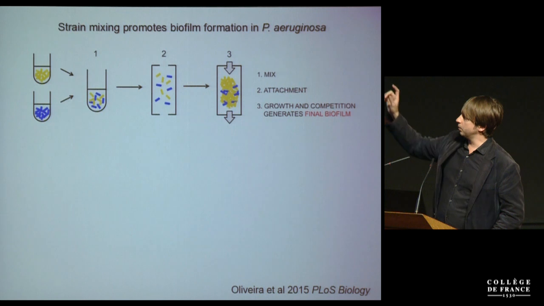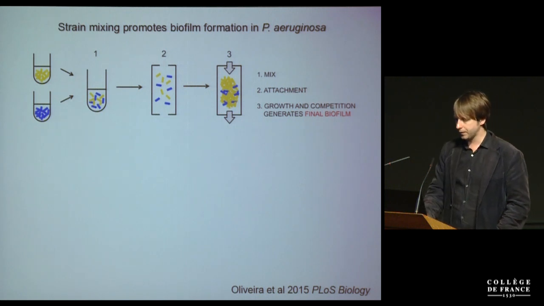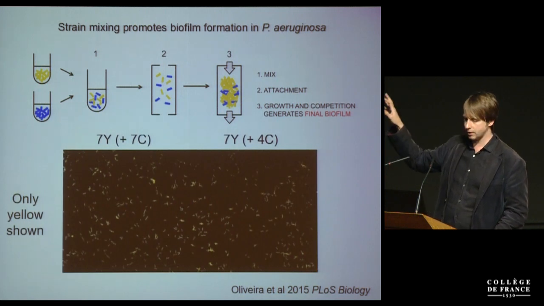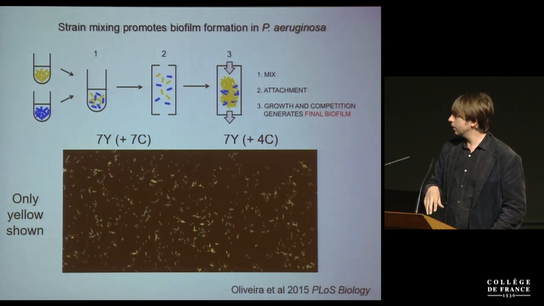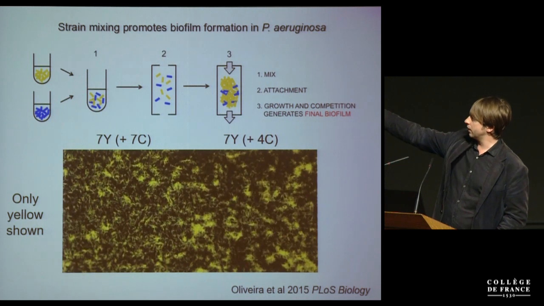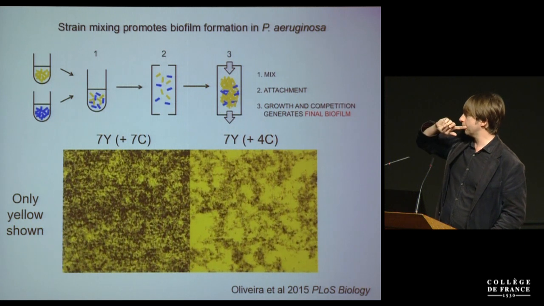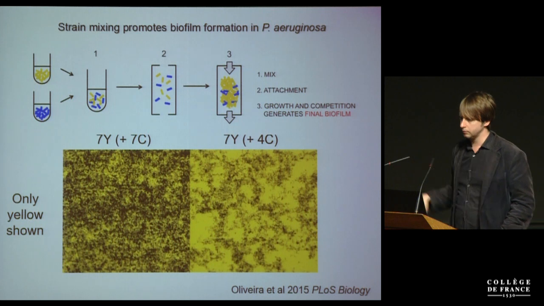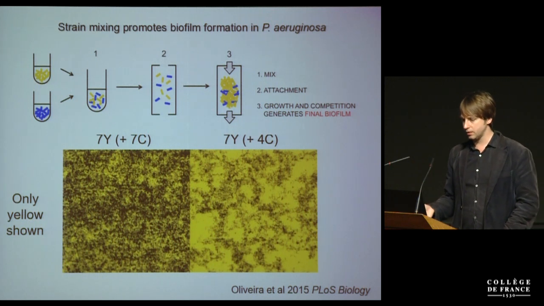So all we're going to do now is mix our two strains, put them in a flow cell, and then run the flow cell. I'll just show you a quick movie of this. I'm only showing you the yellow cells here because our CFP signal isn't terribly good in this scope, but you can still see the effect nevertheless. On the left, we've got 7 with itself. On the right, we've got 7 with another strain, which is not imaged, but you can basically see you get these much bigger biofilms. Okay. So what we're seeing is elimination and biofilm formation in the presence of another strain.